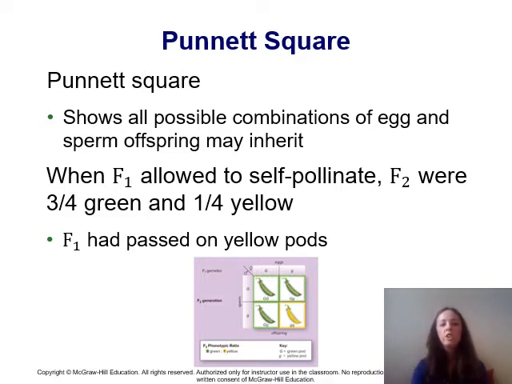When the F1 generation were pollinated with each other, when they fertilized each other, the Punnett square showed that the offspring had a 75% chance of having a green pea pod and a 25% chance of having the yellow pea pod, as you can see in this bottom picture here.